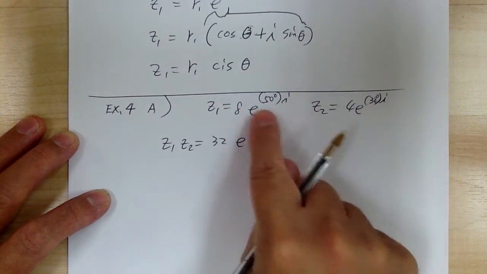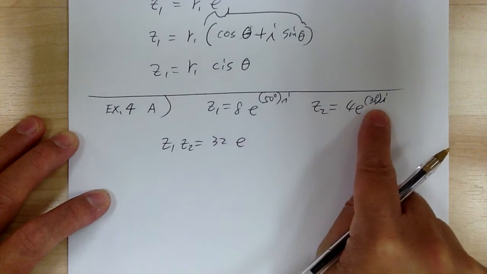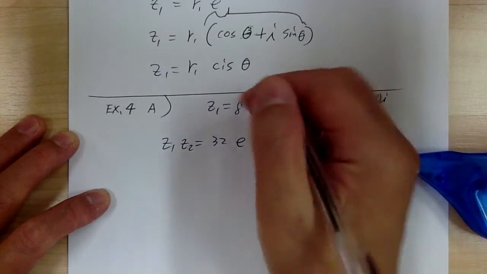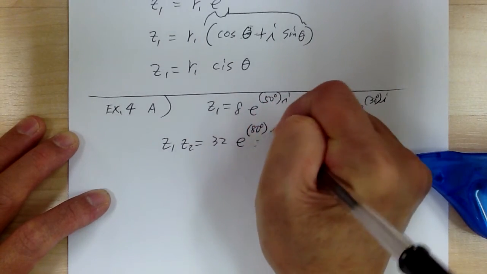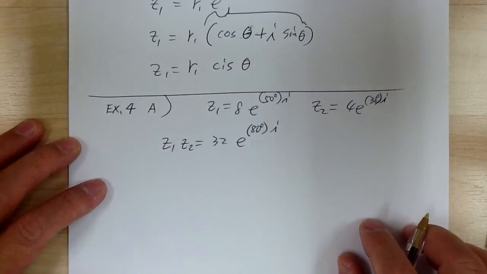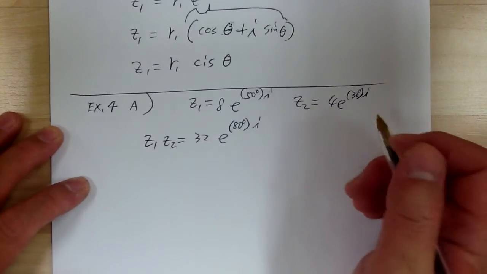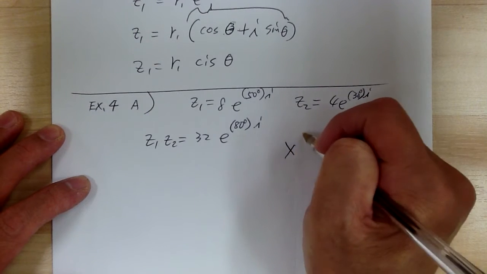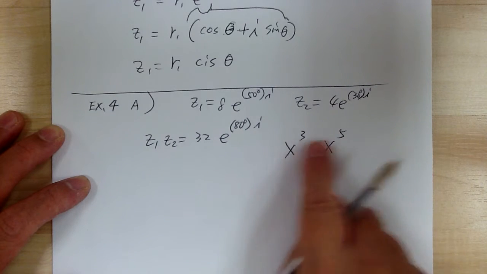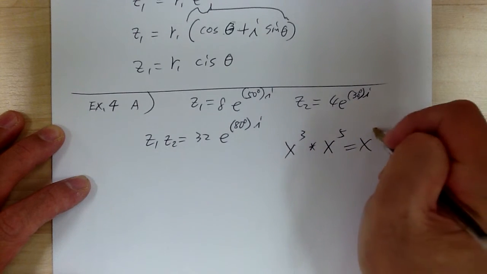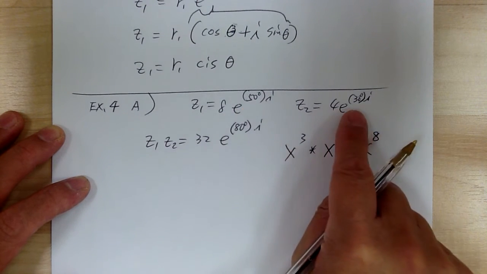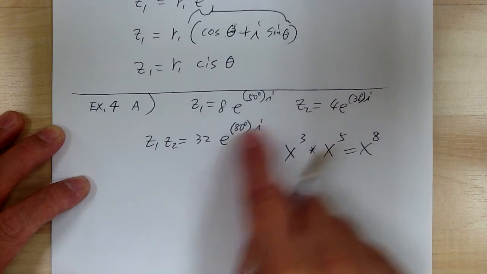Now when you multiply, you add the exponents, right? So this will become e to the 80 degrees i. Just like the product rule. Again, just to refresh your memory, for example, if you have x to the 3 times x to the 5, when you multiply, you add the exponents, so this is equal to x to the 8. Same thing here: 50 degrees plus 30 degrees gives you 80.